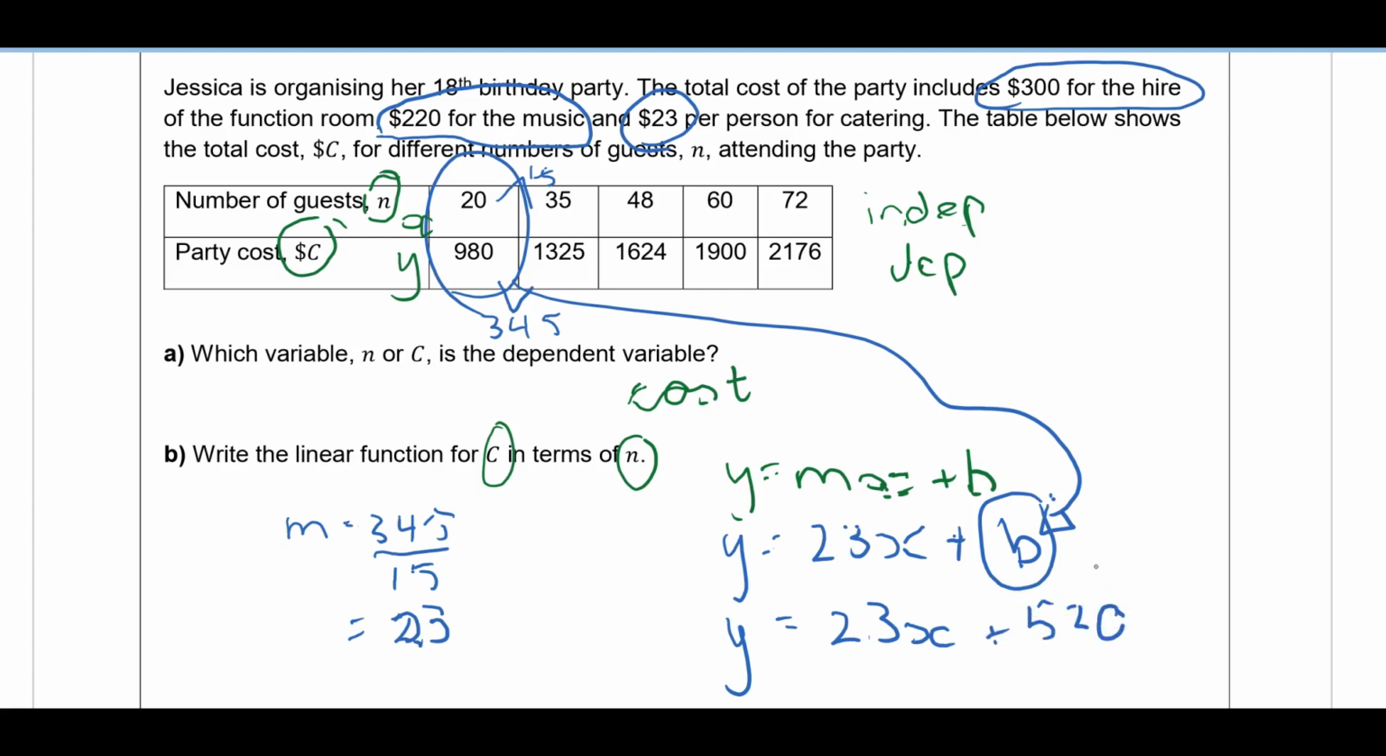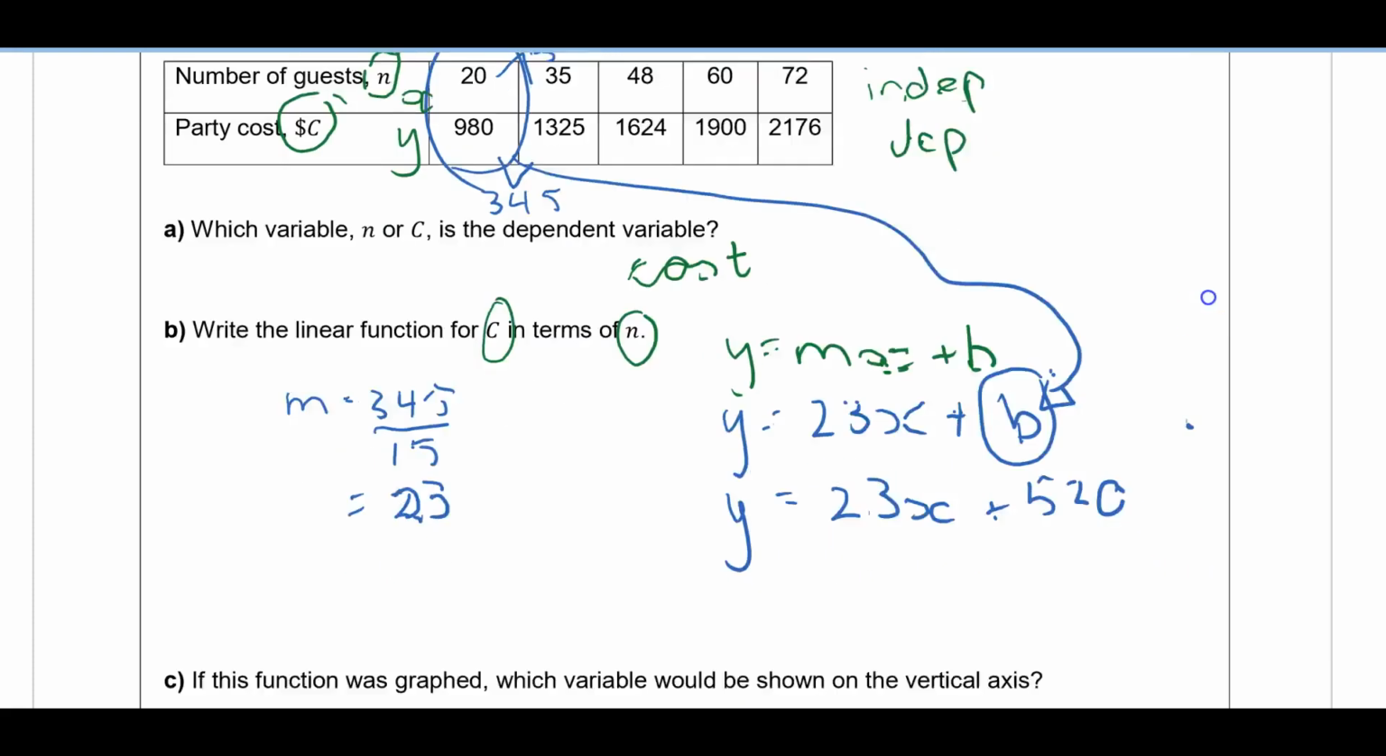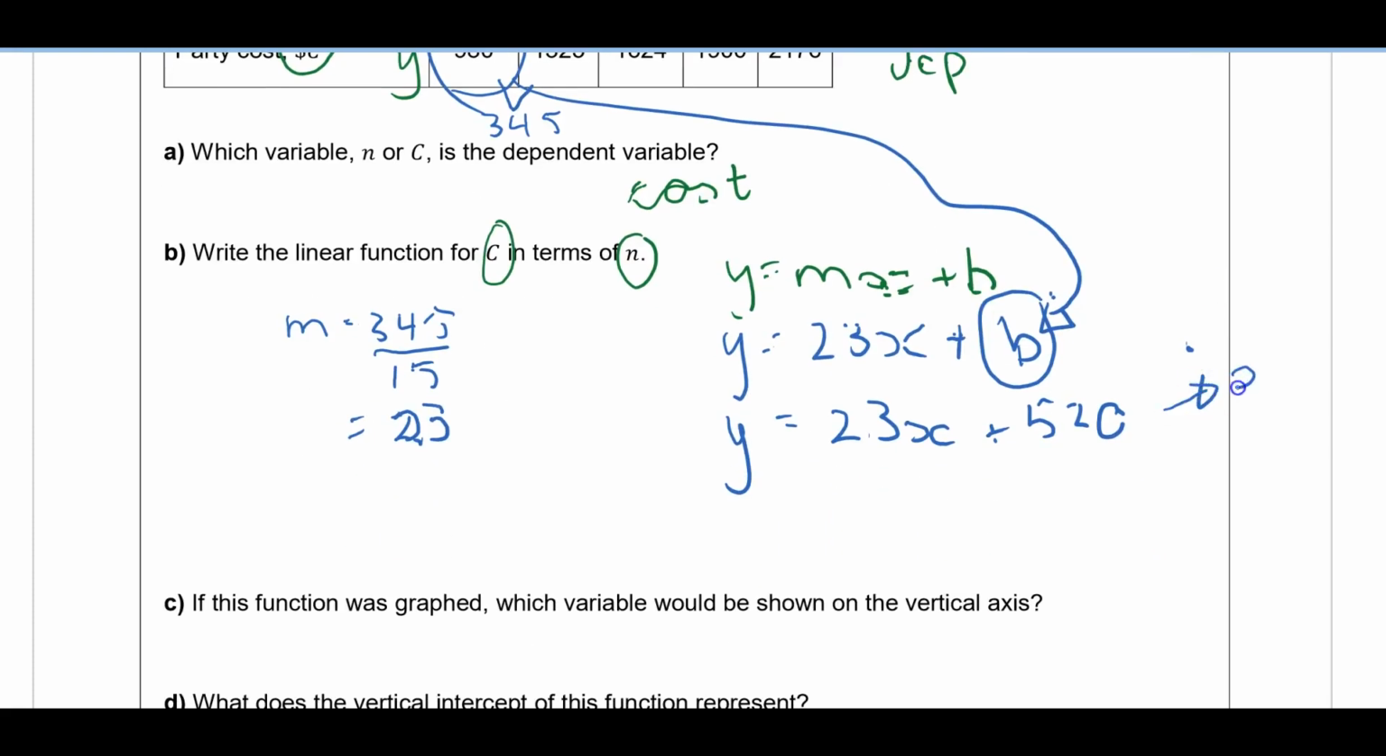So to stop algebra, you're better off understanding what the question's saying. b is when x is 0, or in this case, when n is 0, so no people come. Read the question, say how much is it going to cost me if no people come? So now I need to say c is y, 23 times the number of people plus 520.